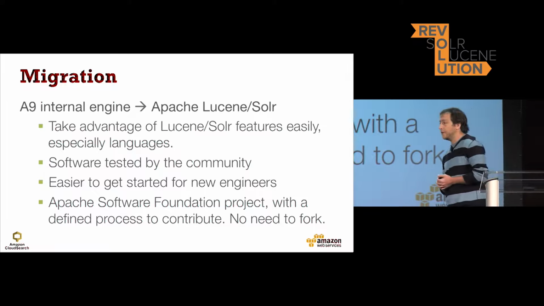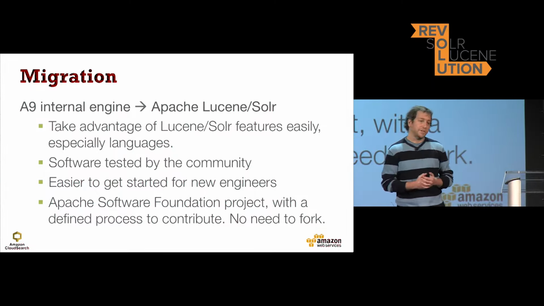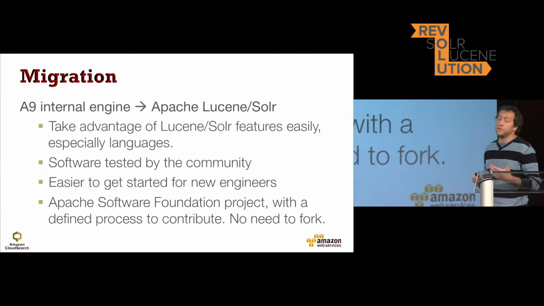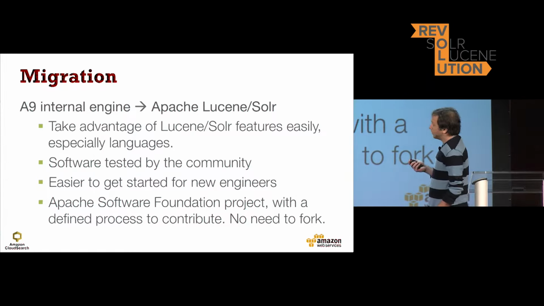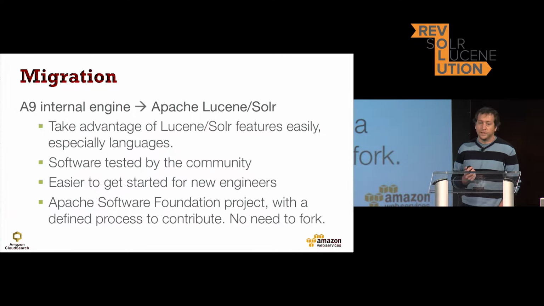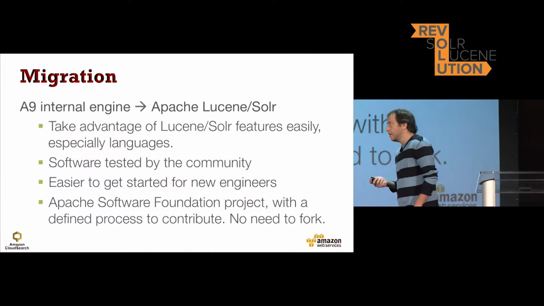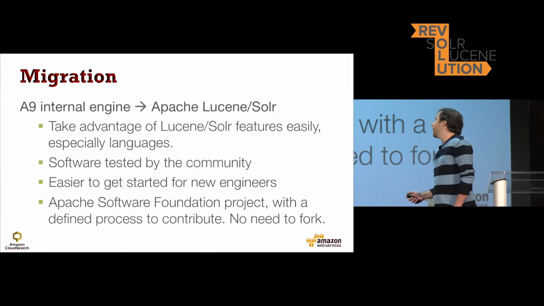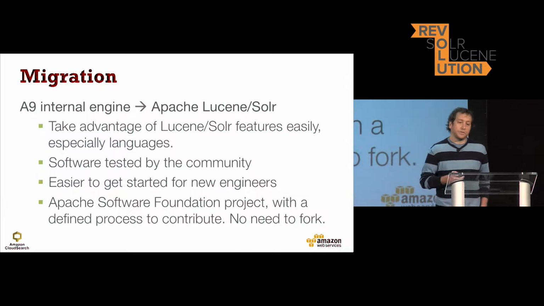For example, when we launched CloudSearch on top of Solr, we launched with about 30 new languages that would have been very difficult for us to implement, but because it is already in Lucene Solr, it was very easy to expose. Finally, because it is an Apache Software Foundation project with a defined process to contribute back, we didn't have to fork Solr. We used plain Solr, the official release. We do have some custom components that are pluggable, but that's all we need. And whenever we have something that we think belongs to Solr, we are able to contribute that back.